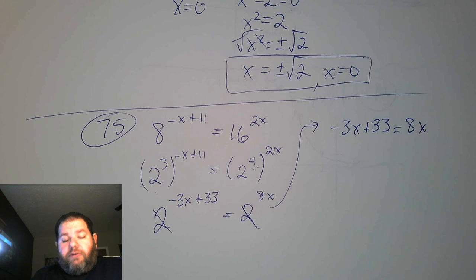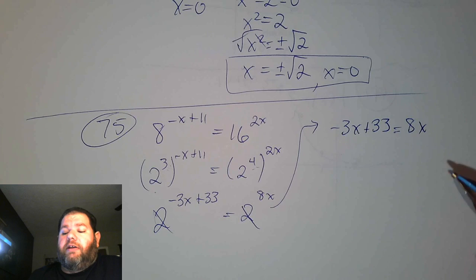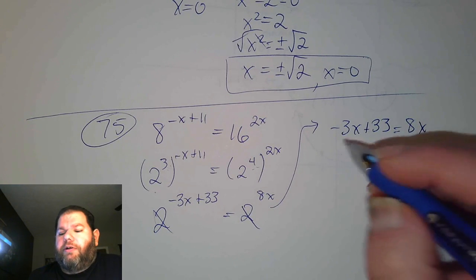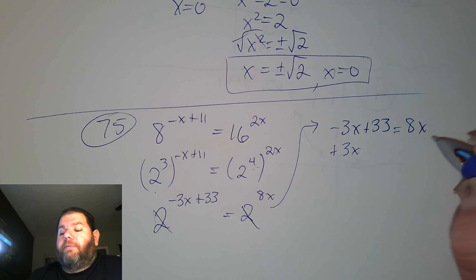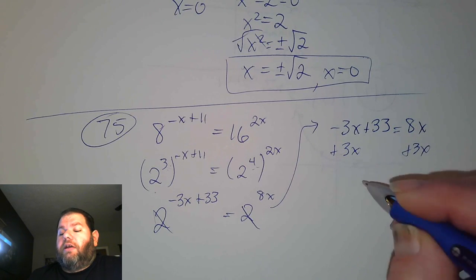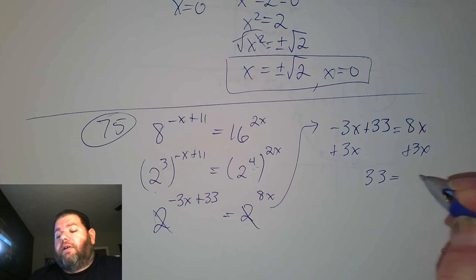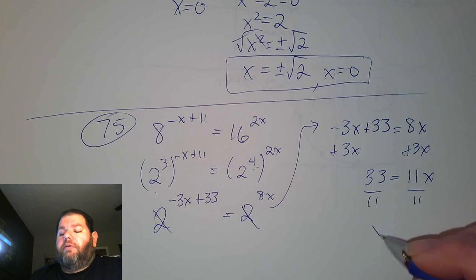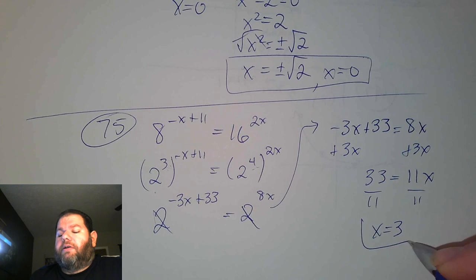And it's just a matter of solving the equation that we get from here. Just like the last one, just take what we get and then solve it. So this one is linear, so it's actually much easier. We'll add 3x to both sides. And then we should just be able to divide and get our answer. And if we divide by 11, we get x is equal to 3.